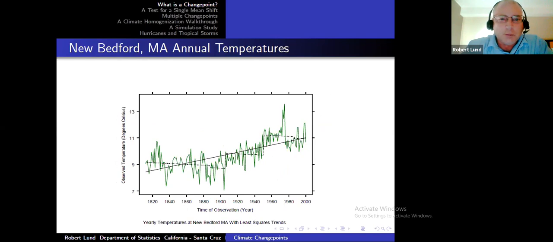Here are New Bedford, Massachusetts annual temperatures. This is a little bit south of Boston, a little bit east of Providence. And what you see is an antipodal pattern here, where this is 180 years of data. If we analyze this series without knowledge of the breakpoint times, I would have concluded the series is warming, whereas if I account for the shifts in the data record, I actually see some slight cooling.